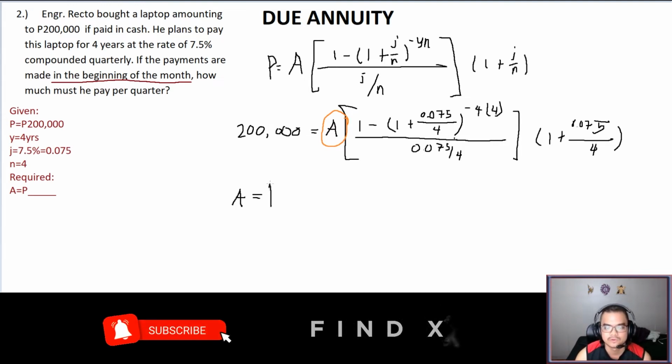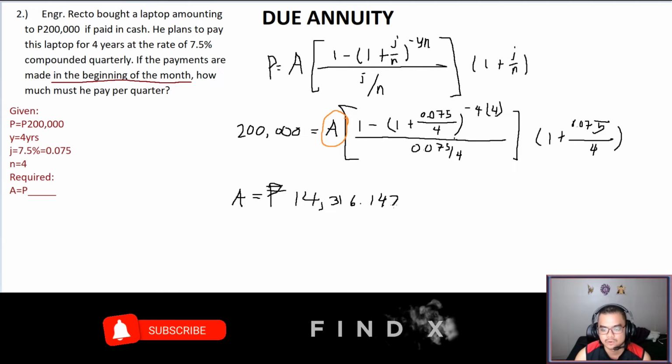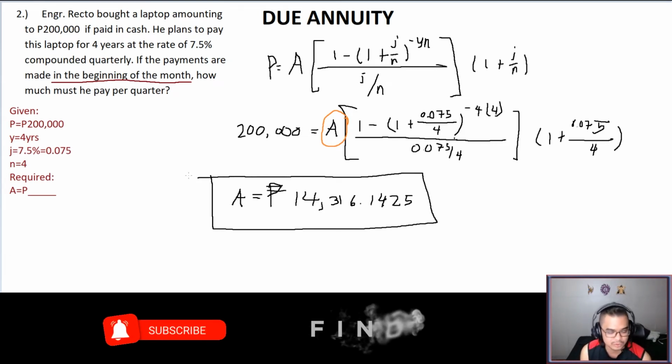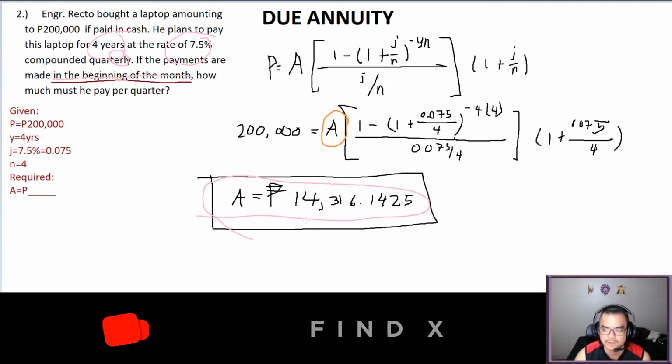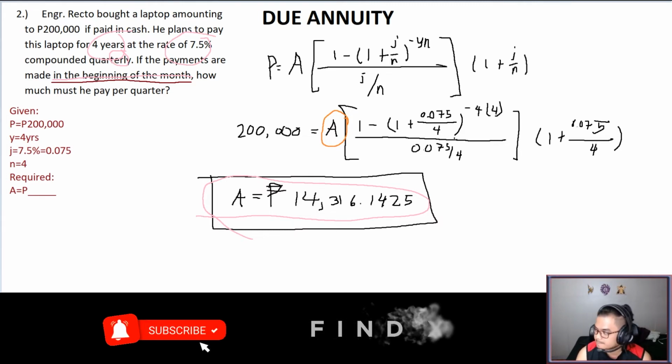So we have an answer for this one, which is 14,316.1425. This is the amount that Engineer Recto will pay if he buys a laptop amounting to 200,000, at 7.5% for 4 years compounded quarterly, and if all the payments are made at the beginning of the month. So this is the amount that he will pay every quarter. With that, let's go to our next problem.